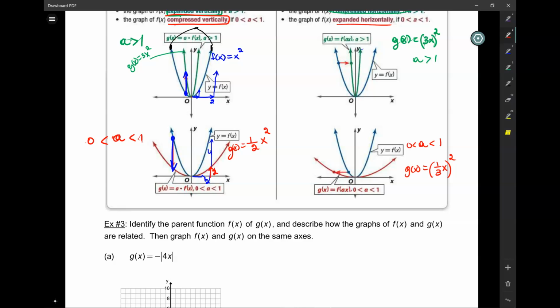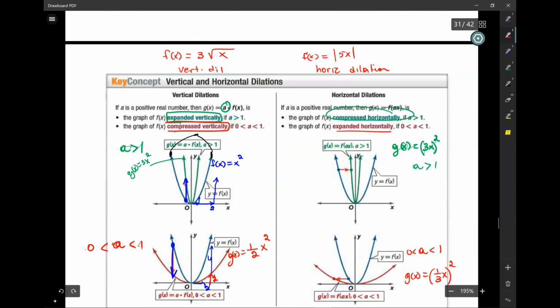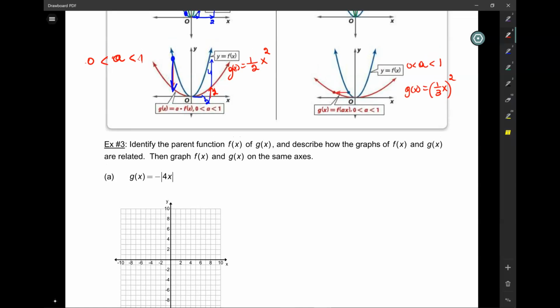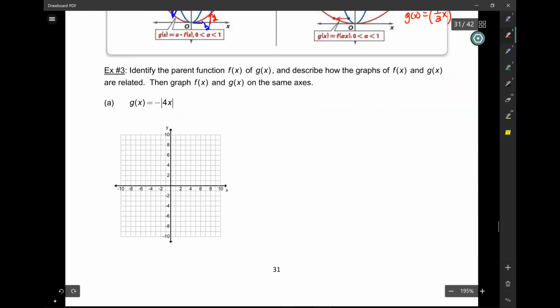What should we say? It's a horizontal dilation because the 5 is inside. Okay? So if it was f of x is equal to 5x, it's a vertical dilation. Okay. All right.